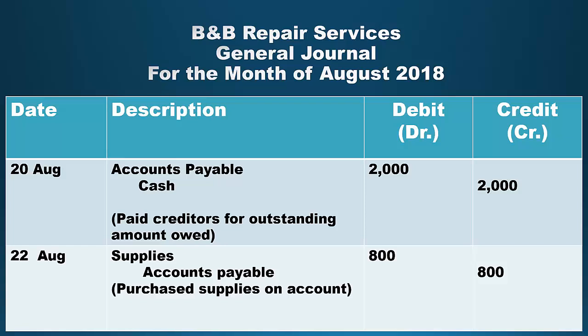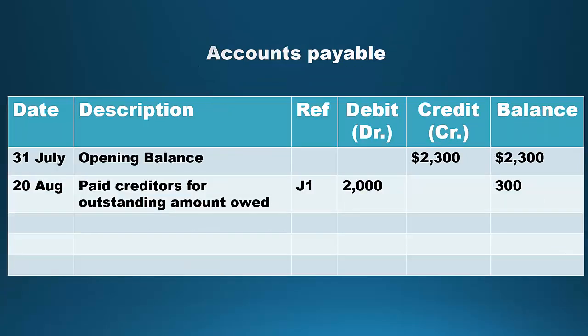Posting to the ledgers. Accounts payable ledger. Write the date, August 20. 2. Narrative. Add the narrative: Paid creditors for outstanding amounts owed. 3. Reference. Include the journal reference, J1. 4. Amount. Enter $2,000 in the debit column. We debit accounts payable because liabilities decrease when the company pays off what it owes.